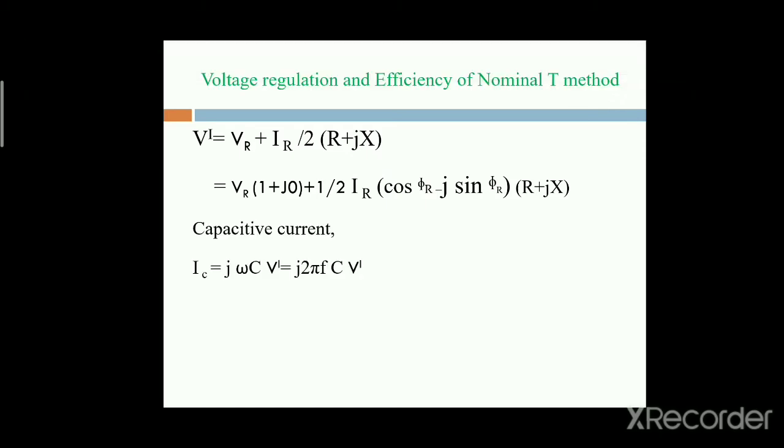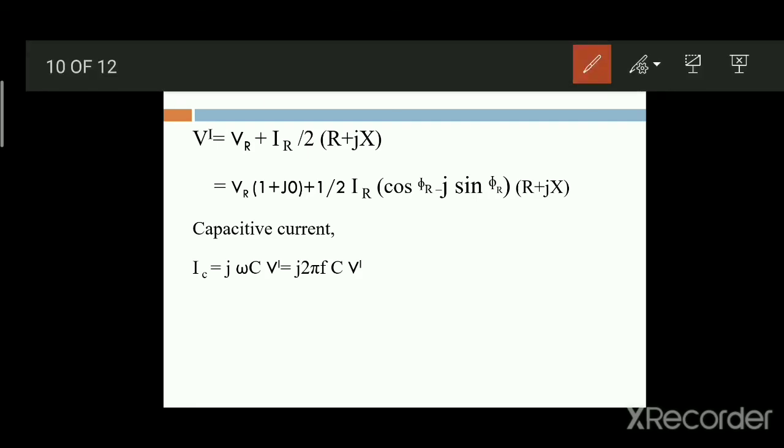Next, the capacitive current, which we already discussed in the last class, that is IC. IC is equal to j omega C V dash, where omega is equal to 2 pi f.